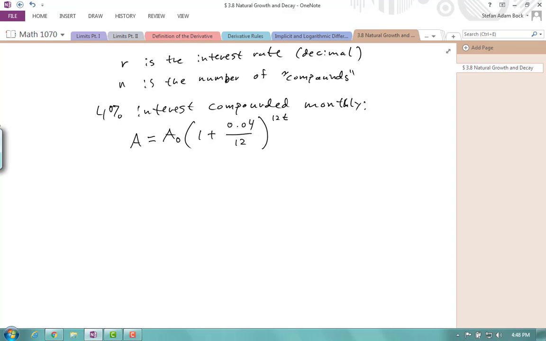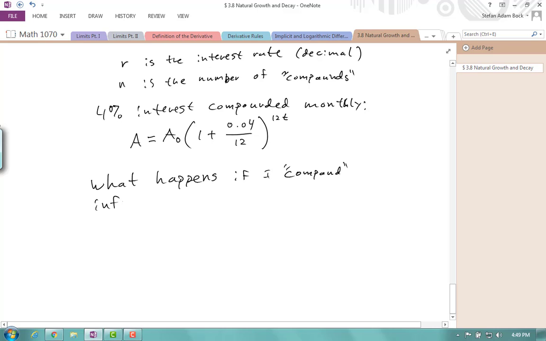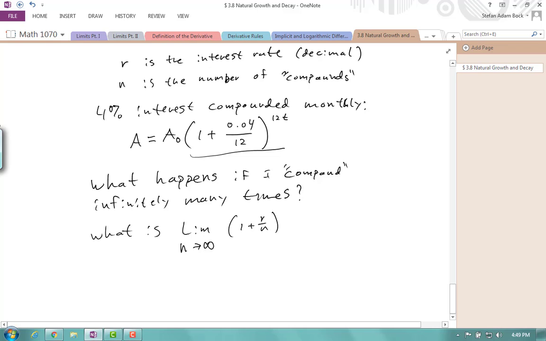But what we're interested in is, in calculus, we like things to happen in a continuous manner. We're doing continuous mathematics instead of discrete mathematics, whatever that means. So as the number of compounds increases, I'm going to have larger n values. So the natural question is, what happens if I compound infinitely many times? For that we apply a limit. And the compounding part is this guy right here. So the question is, what is the limit as n goes to infinity of 1 plus r over n to the nt?